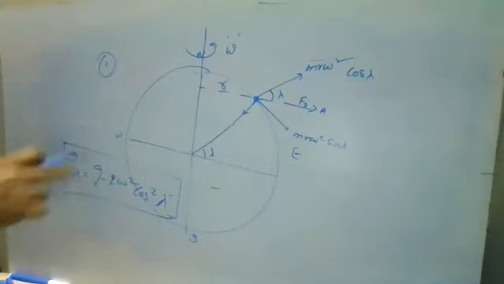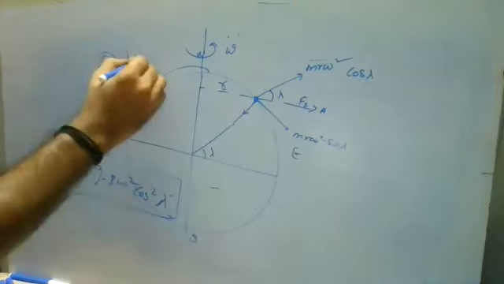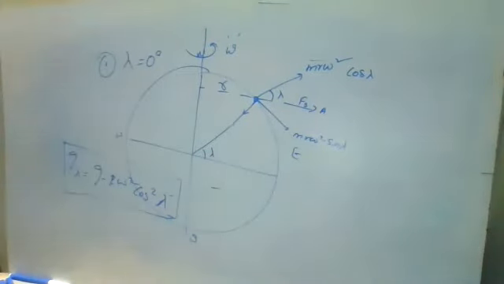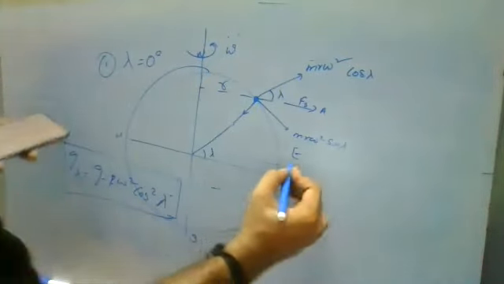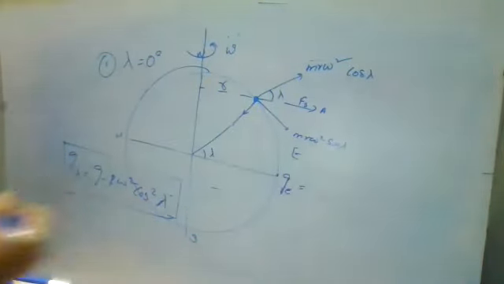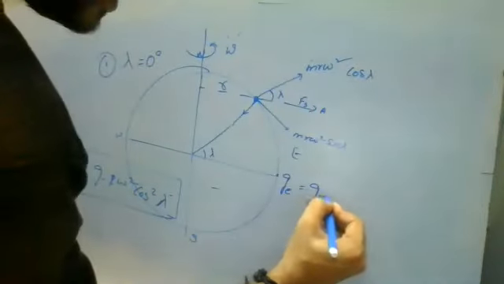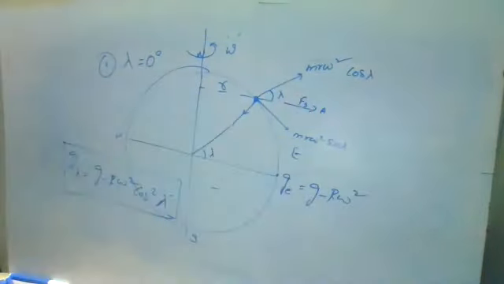At the equator, suppose what happens to the acceleration due to gravity at the equator? That means lambda is equal to 0 degrees at the equator. Then cos lambda is nothing but 1, cos 0 degrees is 1. So at the equator, G equator is equal to G minus r omega square. So when lambda is equal to 0, G is equal to G minus r omega square.